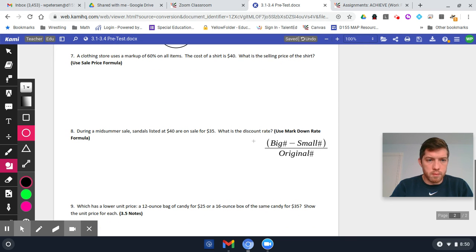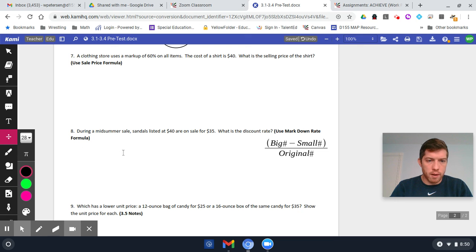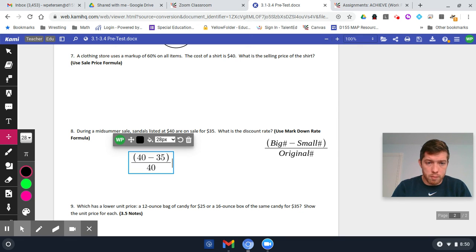There we go. So this one, we're talking about the midsummer sale. The sandals are listed at $40. They're on sale for $35. What is the discount rate? Okay, so we're getting a discount. So we're always going to do big minus small. So I'm going to go ahead and take my big number, which is $40. I'm going to subtract my small number, 35, and I'm going to divide that by the original number. So the original number was the original price, which is $40. That is all we do to set up this problem, guys. All right, so we do 40 minus 35. That was a $5, right? 40 minus 35 gives us $5. And we're going to divide that by the 40 on the bottom.